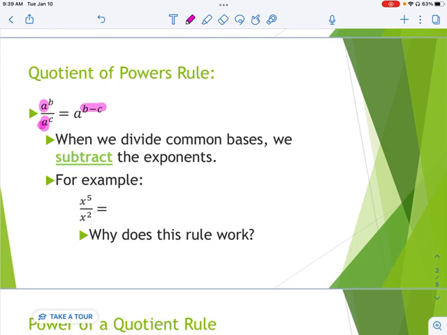So if you notice, I have x to the fifth divided by x squared. I have a common base, so my base is x to the 5 minus 2, which is x to the third. Now, why does this rule work? Well, x to the fifth means that we have 5 x's multiplied together. X squared means we have 2 x's multiplied together.